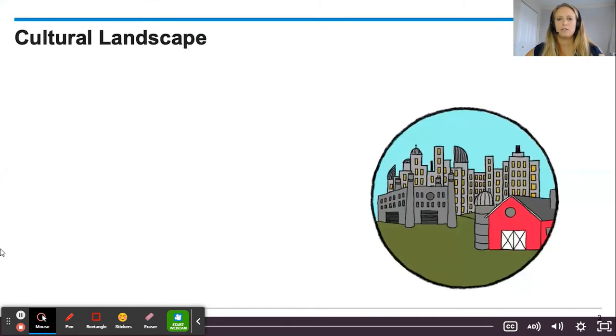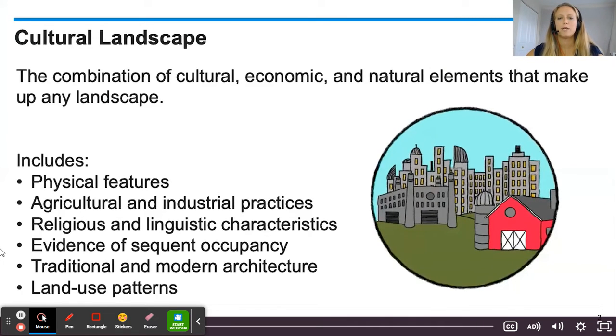First thing we need to learn is the definition of cultural landscape. So cultural landscapes are made up of a lot of different elements, including cultural, economic, and natural elements. And it's all these things that are on this landscape. So they consist of a lot of different specific things, like all of the things listed on the screen, but we want to go more into each of these. So let's break these down further.